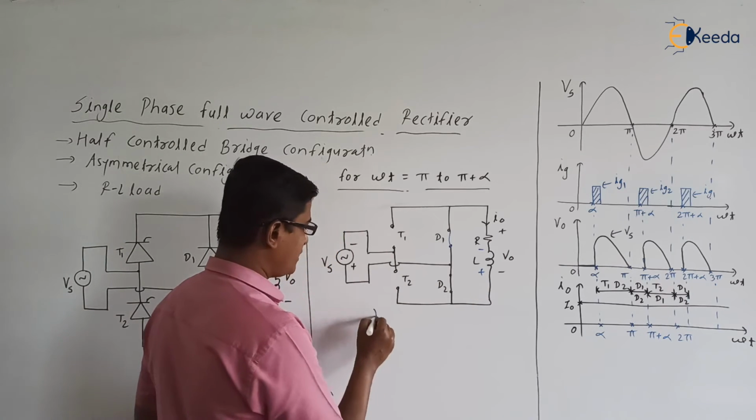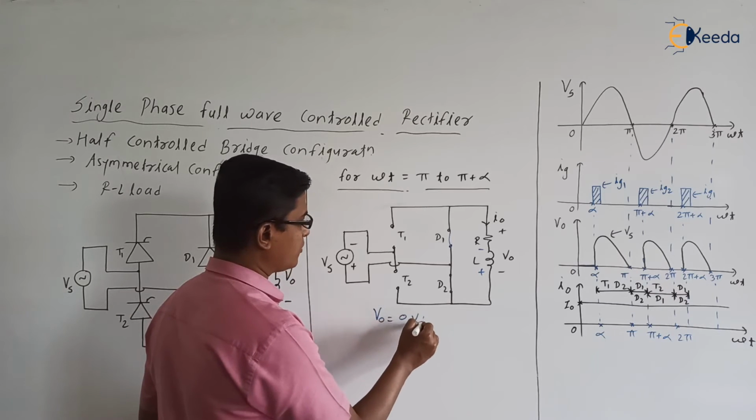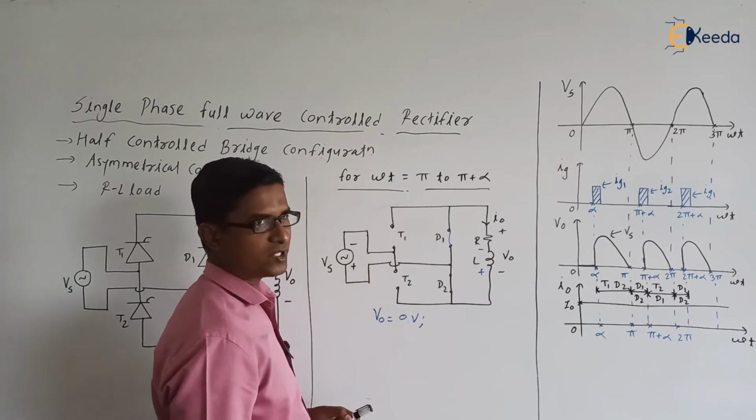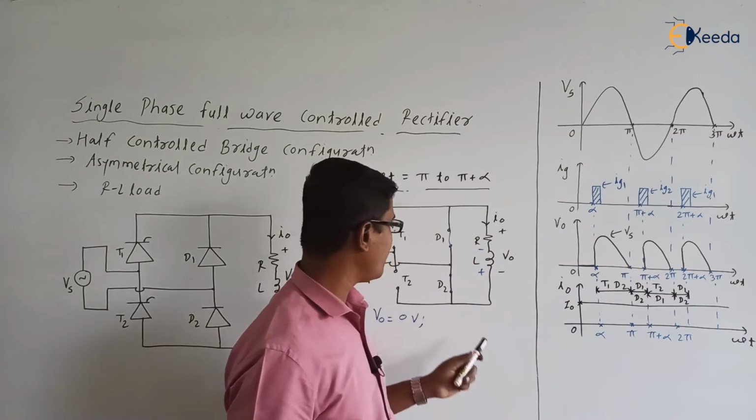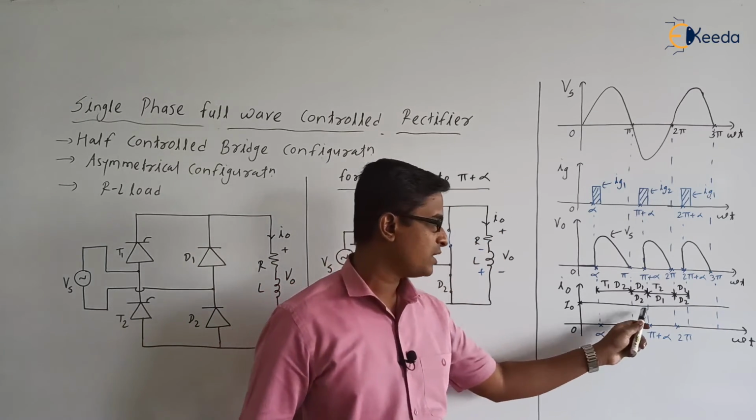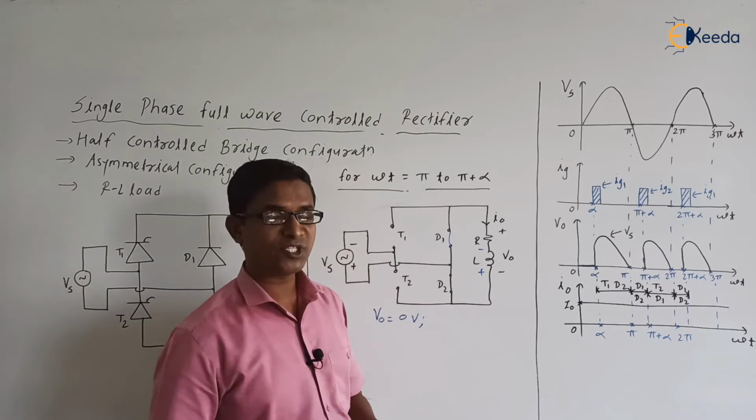So here V0 is the voltage across the two conducting diodes, so V0 is equal to 0, and I0 is a constant current. Which two devices will be in the on state? D1 and D2 will be in the on state. So please be careful.